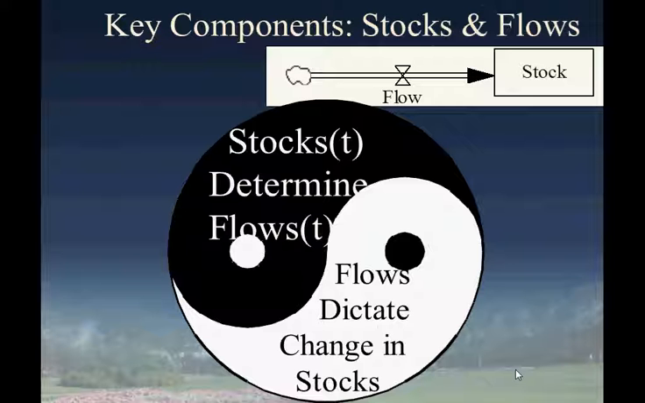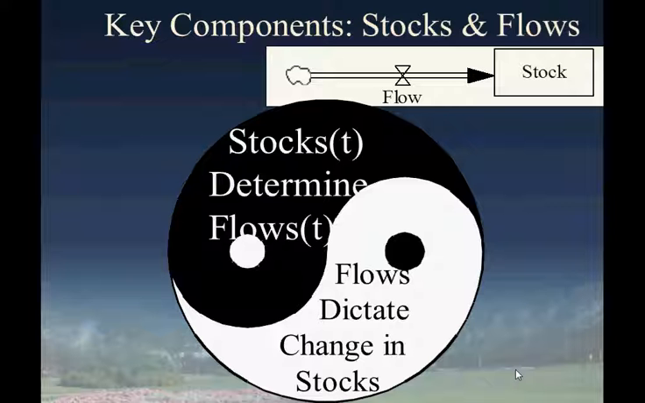If we have 10 people coming into a stock and 5 people leaving, that stock is rising at 5 people per day. 10 people coming in per day, 5 people leaving per day, and it's rising at 5 per day, 10 minus 5, right? Value of the flows dictate the change in stocks over time.